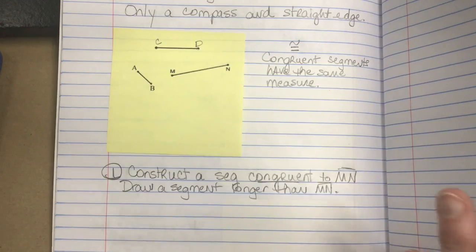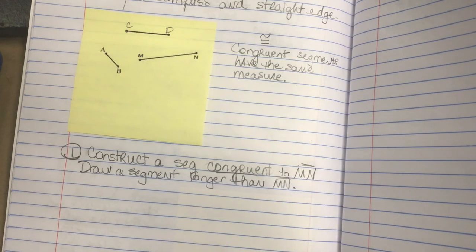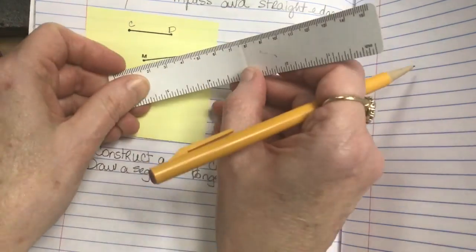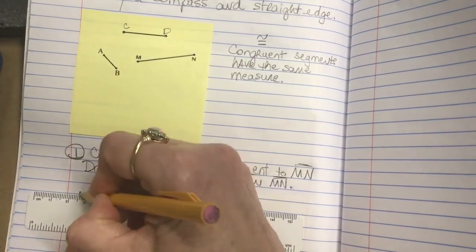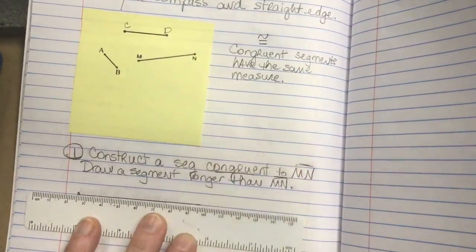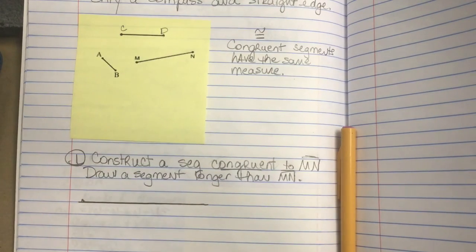I'm going to use my ruler, but remember I told you we're only going to use a ruler for just drawing lines and stuff. So it's not used to measure. You're not going to measure them in and then draw it down here. That's not a construction. I'm just going to start a segment and draw it. I look at MN, I make it longer. Just eyeball it.